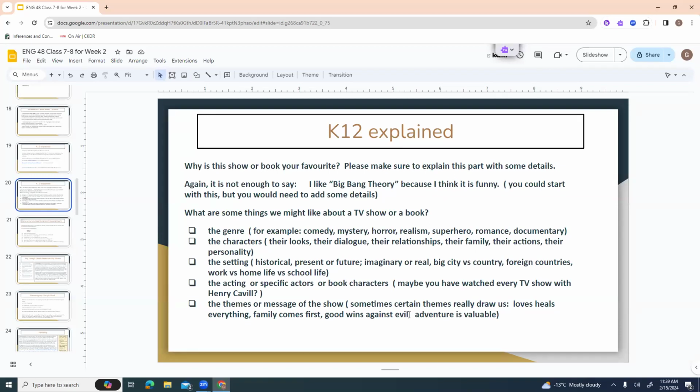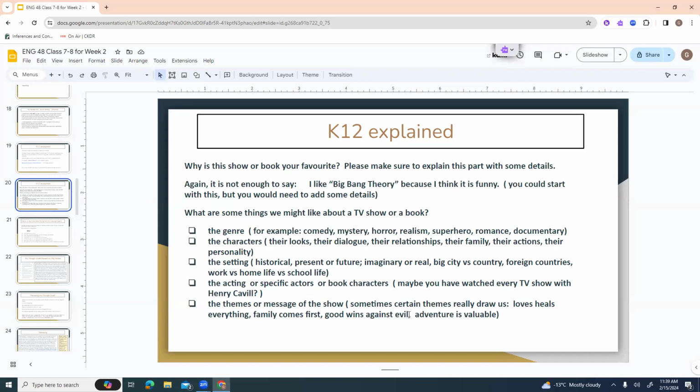The acting or specific actors or specific book characters. So, like maybe you watch every TV show that has Henry Cavill. I'm saying that right? I'm not sure. Or maybe you love strong female heroines, and you're always looking for great shows that have that, right?